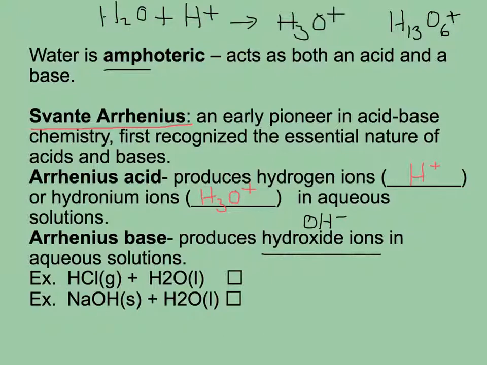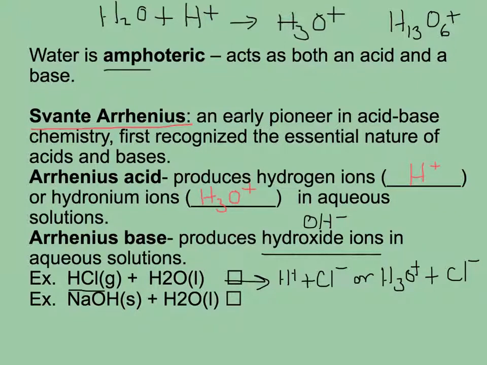So let's look at an example here. HCl, we normally would consider this an acid, and we think of it as an Arrhenius acid because when you put it in water, it gives off H+ and Cl-. Or, you can also write it as H3O+ and Cl-. So as long as you see an H+ or an H3O+, that means it's an acid.